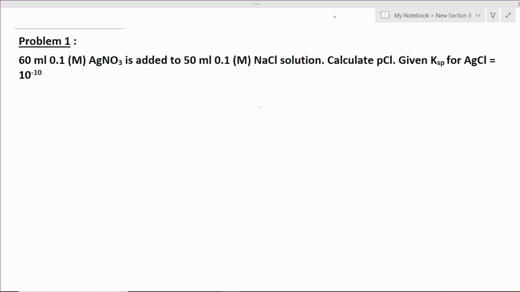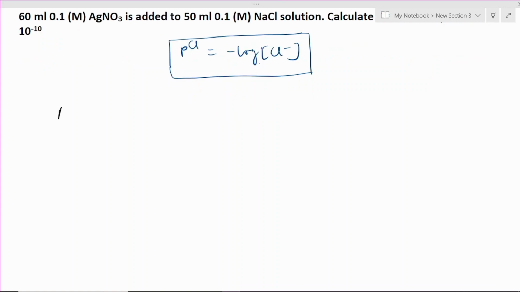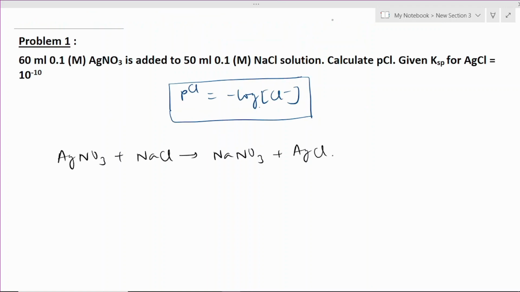So here we have to calculate the pCl. pCl means minus log of the concentration of Cl-. We have to calculate this. So in the problem, AgNO3 is added in a solution of NaCl. So the reaction will be AgNO3 plus NaCl, and we get NaNO3 and AgCl. Now the solubility product of AgCl is given. From that we have to calculate the concentration of Cl-, then we have to reach this pCl.